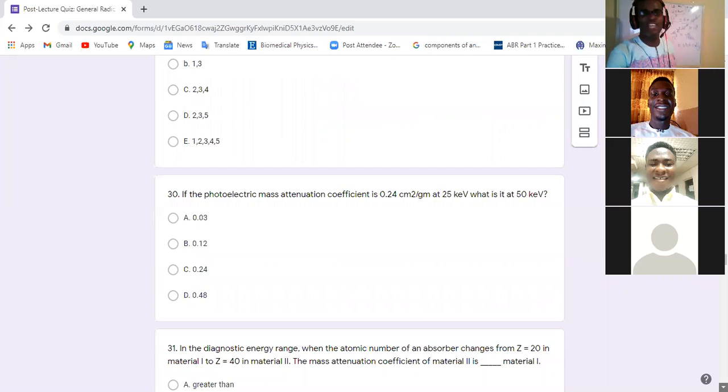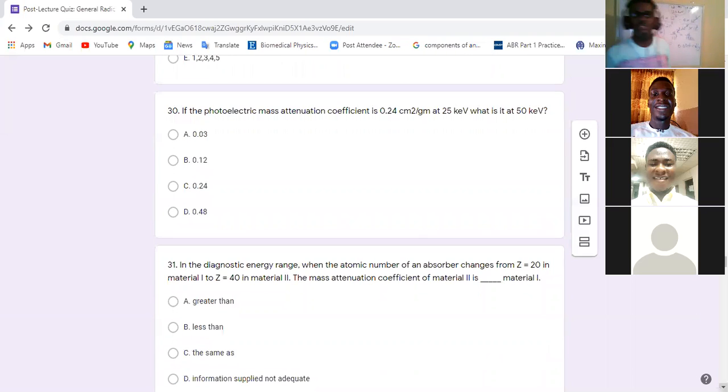30. If the photoelectric mass attenuation coefficient is 25, what is it at 50? Still the same thing. 25 over 50 is 1 over 2. 1 over 2 raised to power 3 is 1 over 8. So I multiply this by 1 over 8. Whatever that gives us is our answer.